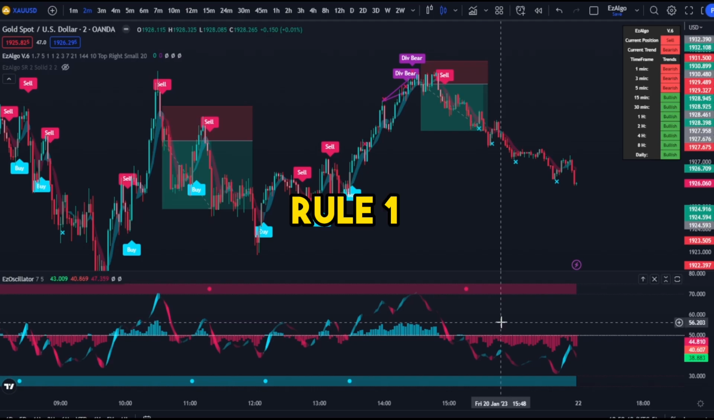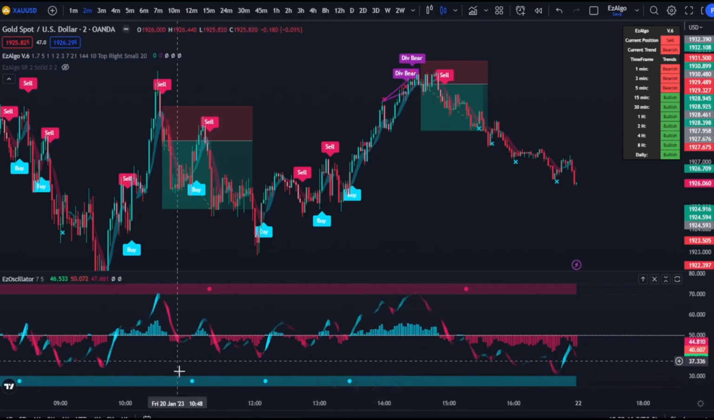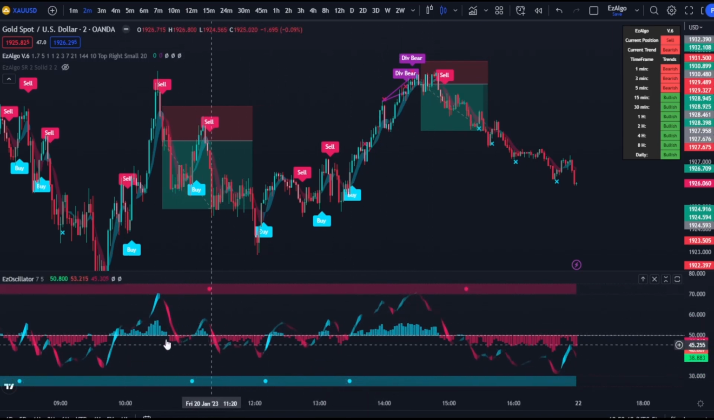Rule number 1, we're going to wait for the wave trend to get in these out of bounds zones. These overbought and oversold zones here on EzOscillator are where we're going to be entering our trades.